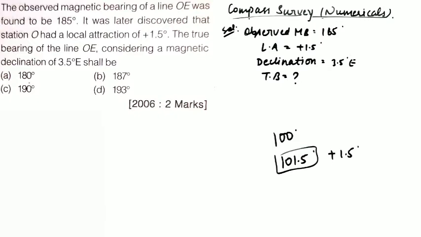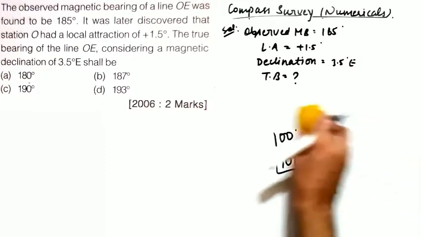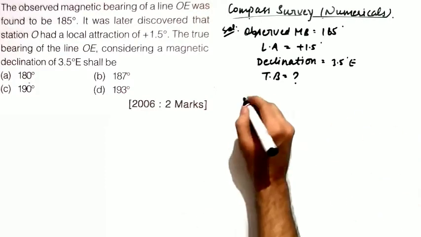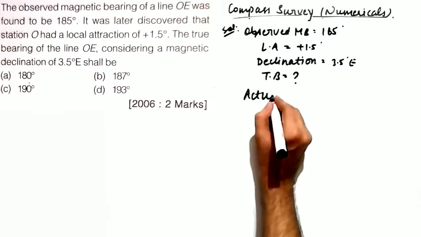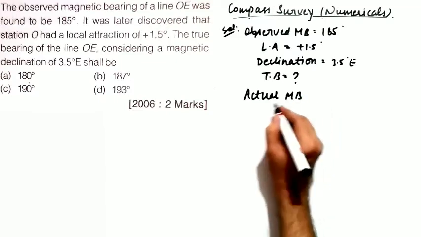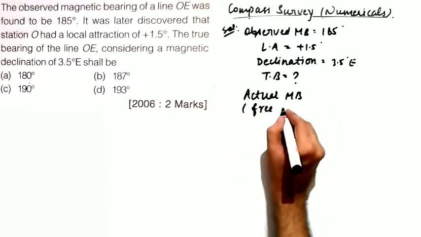So first of all, you will need to determine the actual magnetic bearing that is free of any local attraction. Now you are given a declination of 3.5 degree east, and you are asked to calculate the true bearing of this line. So first, we need to calculate the actual magnetic bearing. What is the actual magnetic bearing? It is free of local attraction.